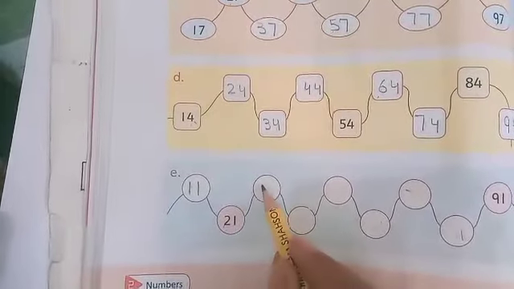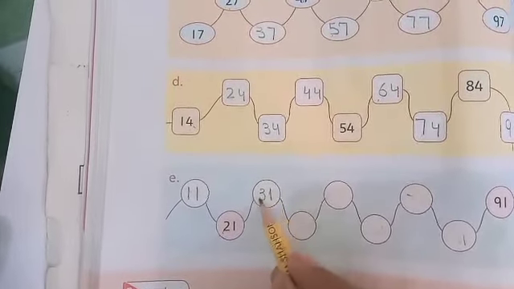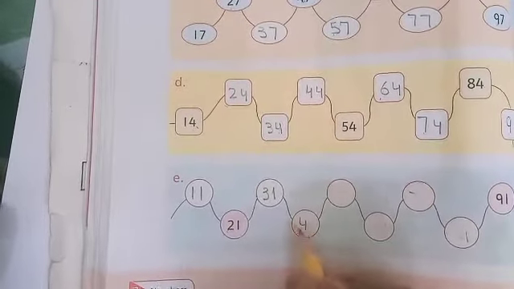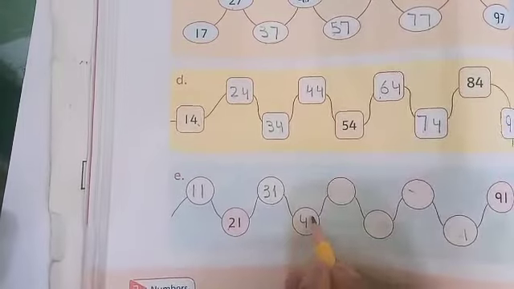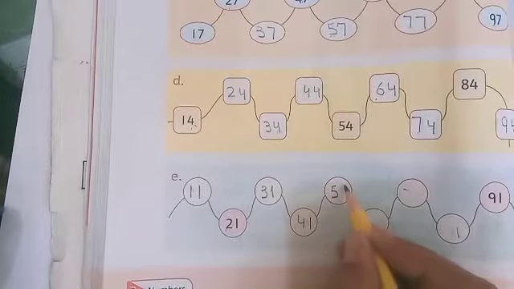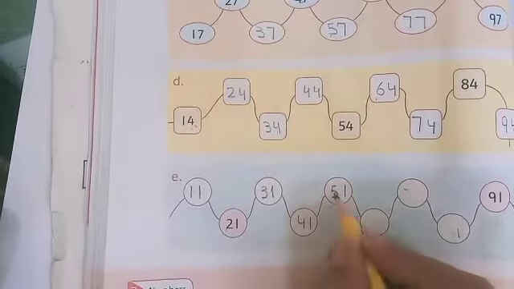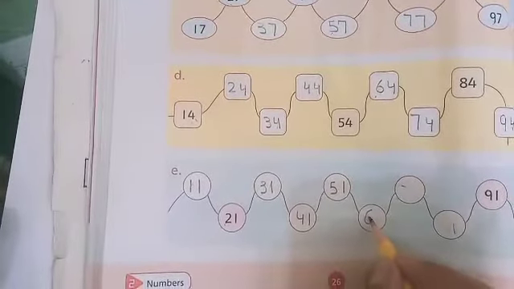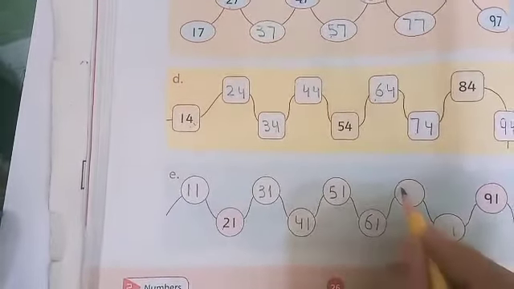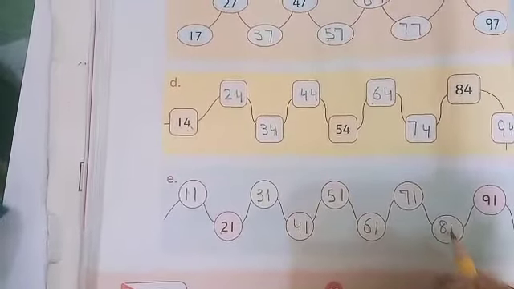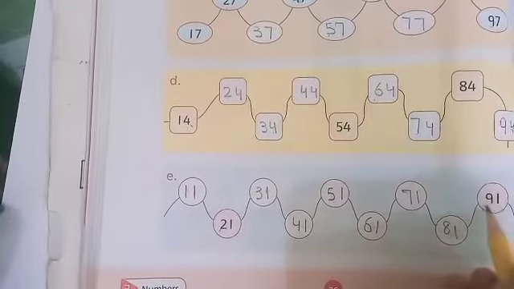We will get 30. 31. After adding 30, we will add 4. 4 tens mean 40. 41. Then I will add 5 tens. 50. Then we will add 10. We have 51. I am going to add 10 more. 6 tens. 61. I am going to add 10. 71. I am going to add 10. 81. Here 91 is written.